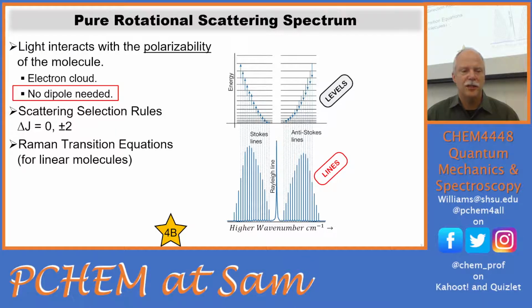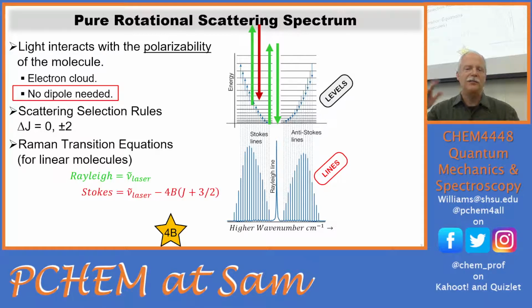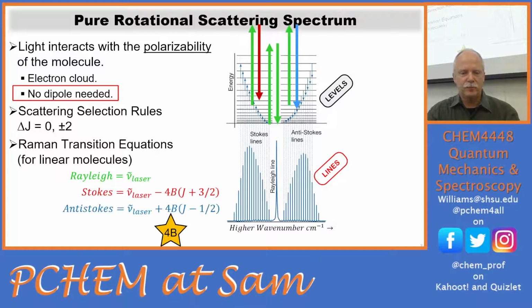So let's look at the transition equations. This is the difference between those energy levels. We have the Rayleigh scattering, which is just the frequency of the laser that you're hitting it with. The red-shifted transition equation is right here: the frequency of the laser minus 4 times the rotational constant times J plus 3/2. And then the anti-Stokes would be 4 times the rotational constant times J minus 1/2. But notice the point here that these rotational lines are separated by this factor of 4B. So if we were to measure this spectrum, we could take the frequency here and the frequency here, and that difference is equal to 4 times the rotational constant. And the rotational constant has that structural information in it, the masses and the bond lengths.